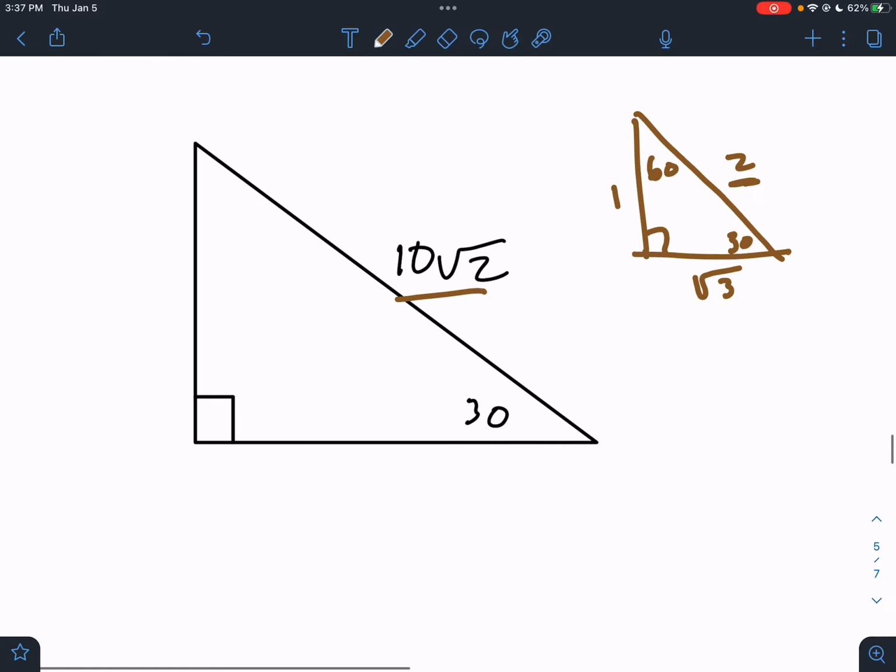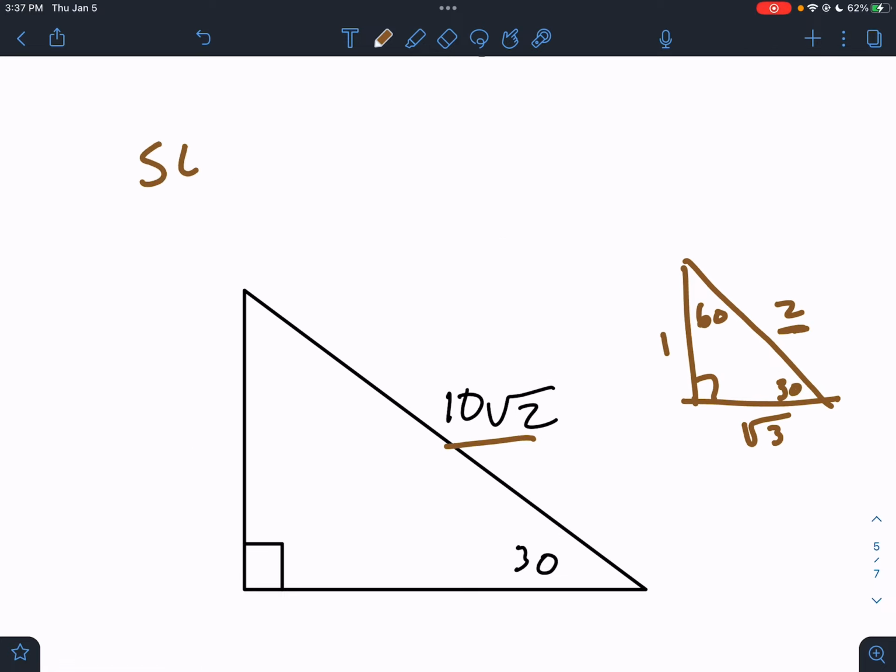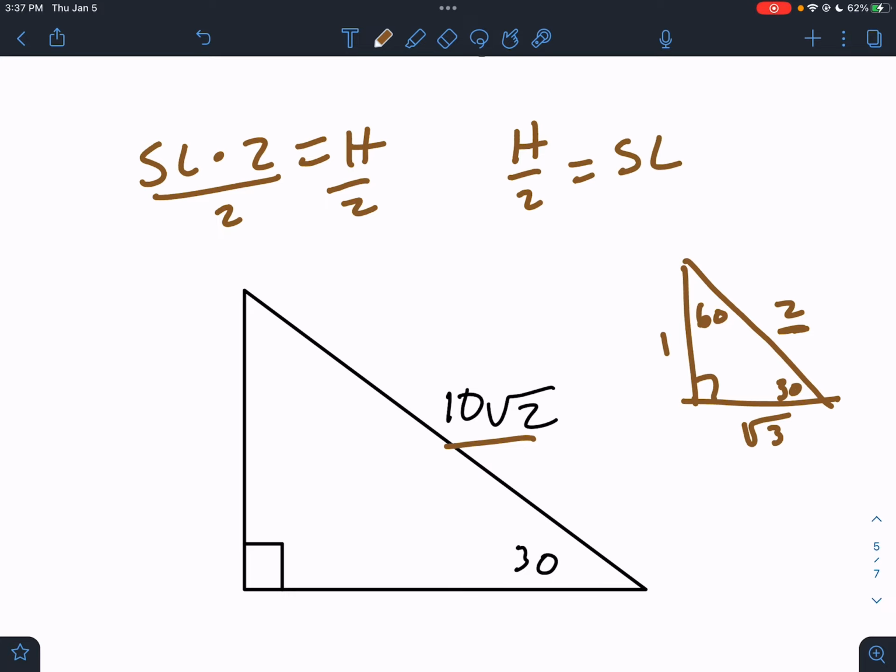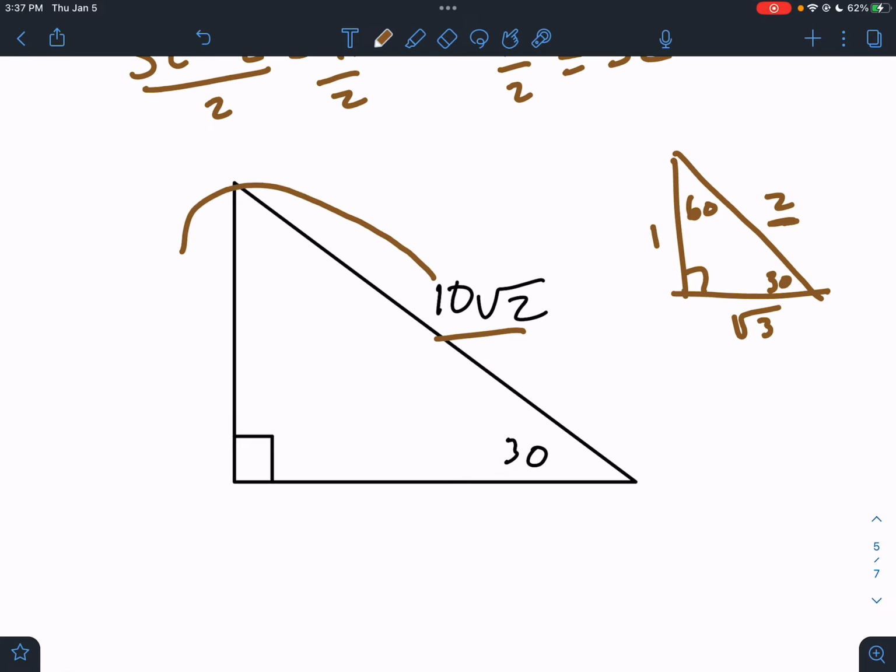So how do we unmake that? How do you undo that? If it is the short leg times 2 to equal the hypotenuse, couldn't I divide both sides by 2? Isn't the hypotenuse divided by 2 equal to the short leg? Yes. So to go backwards, you must divide by 2. That is 5 root 2.